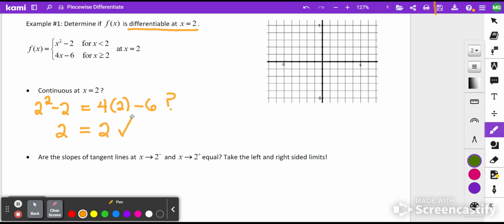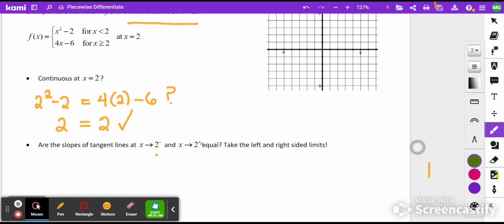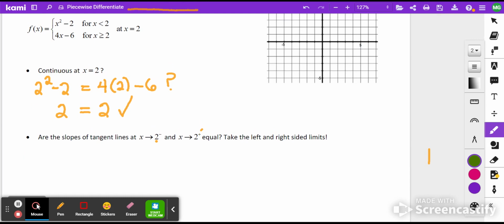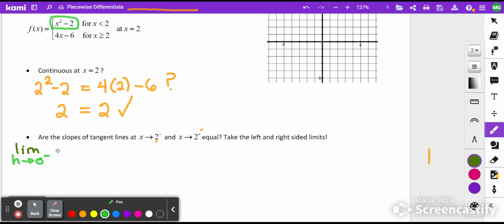So it is continuous, and now what we can do is move on and see if the slopes of the tangent lines as we approach 2 from the left and 2 from the right are actually equal to each other. And we'll graph this in a moment. But let's go ahead and take the limit. Let's not do that. The limit as h approaches 0 from the left side. So we're working with this right here, f of a plus h minus f of a, all divided by h.